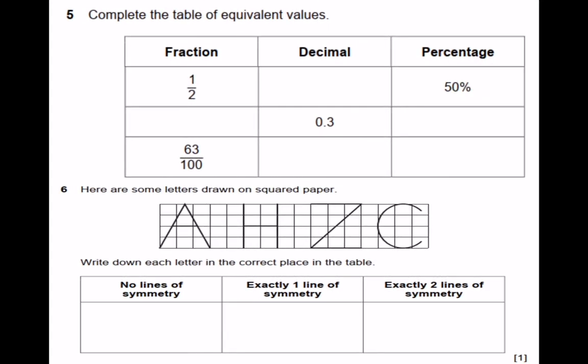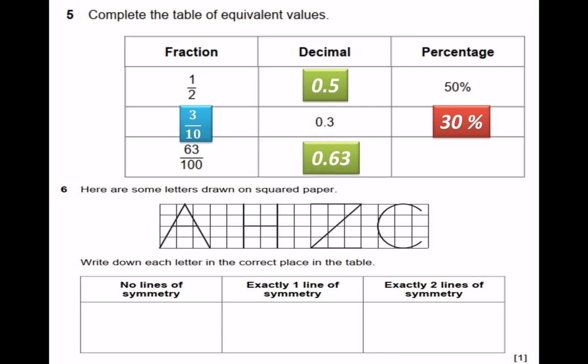Here let's use equivalent values. For a half, 0.5 for sure. 0.3 will be 3 over 10, and as a percentage, 30%. 63 over 100 as a decimal will be 0.63, and as a percentage will be 63%.